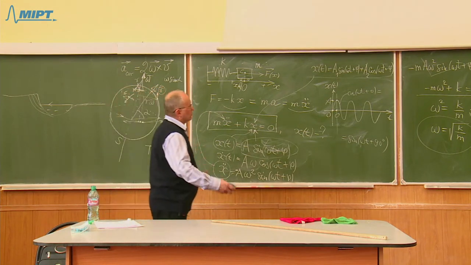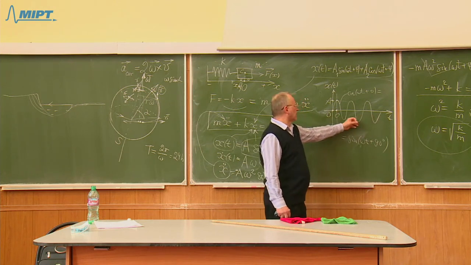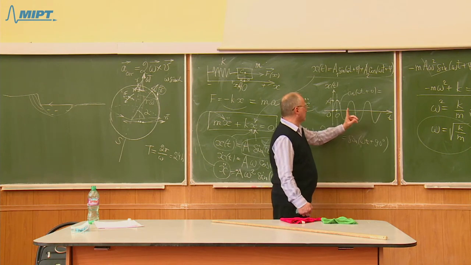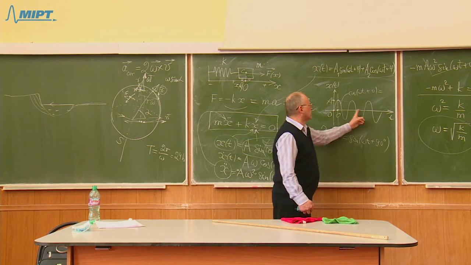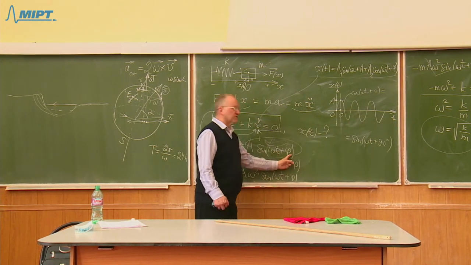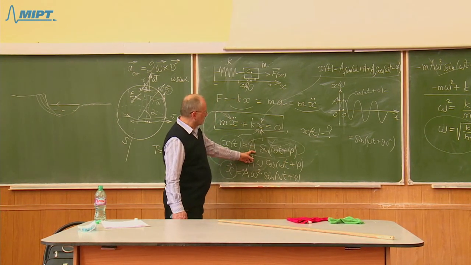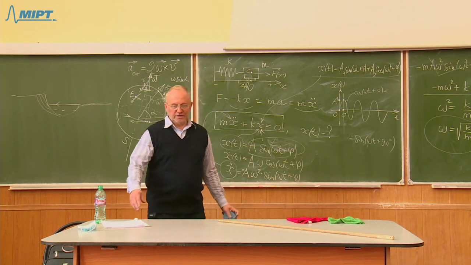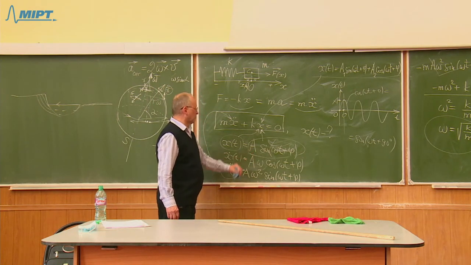It's up to me to decide which point in time is chosen as the zero point. If you are measuring the oscillations and you start the clock, you can start the clock at any moment of time. So if you choose different initial moments of time, that will influence the initial phase. Or if you start oscillations at different initial velocities, initial amplitudes, initial displacements, that will determine the amplitude.